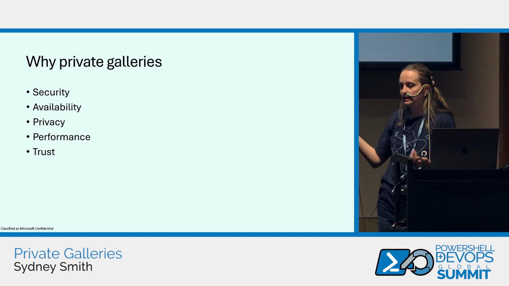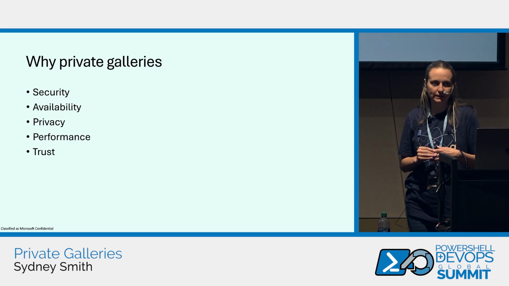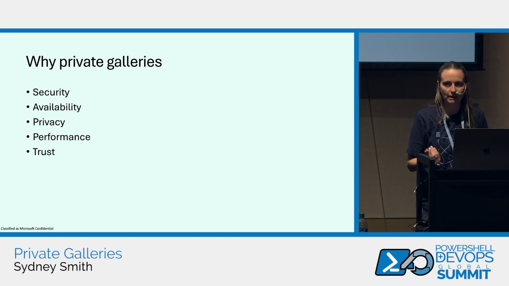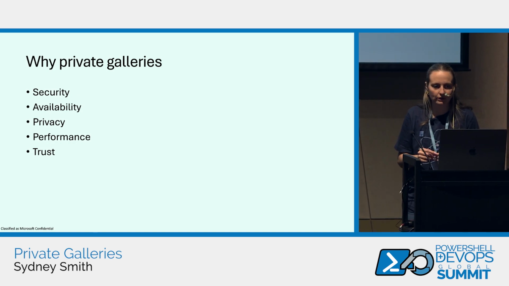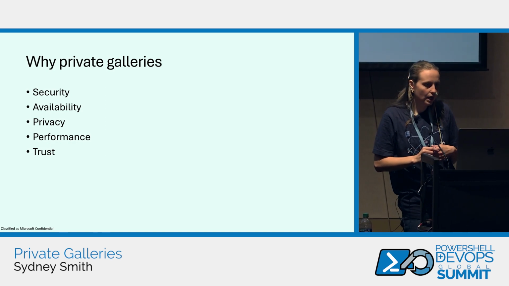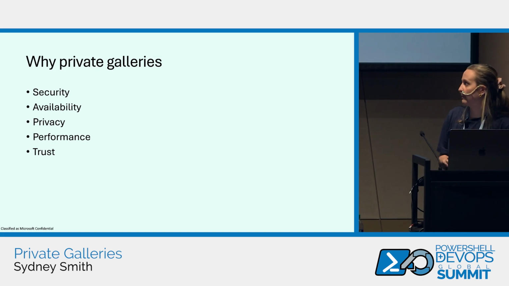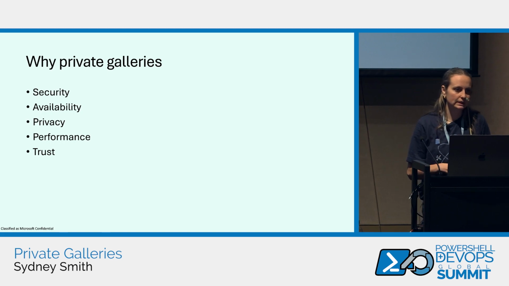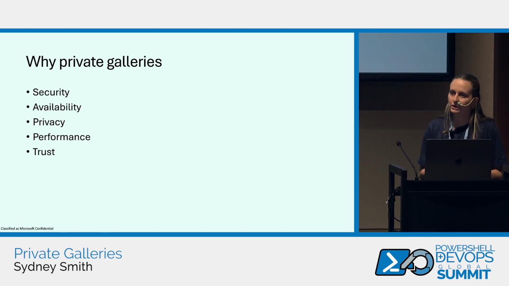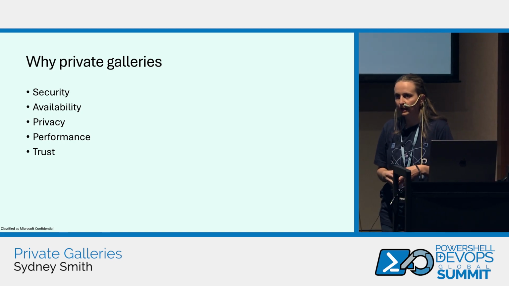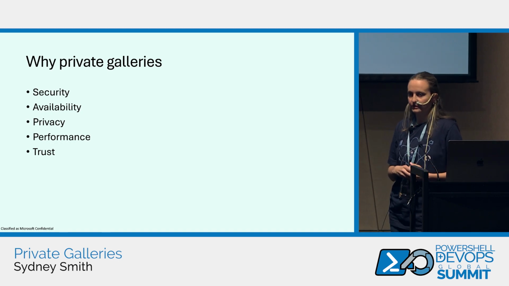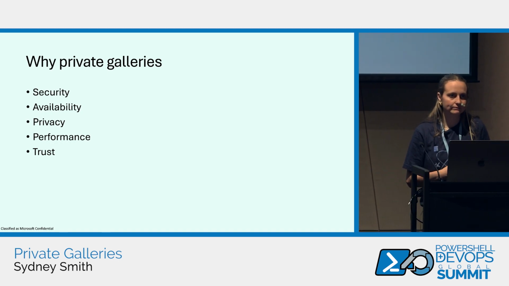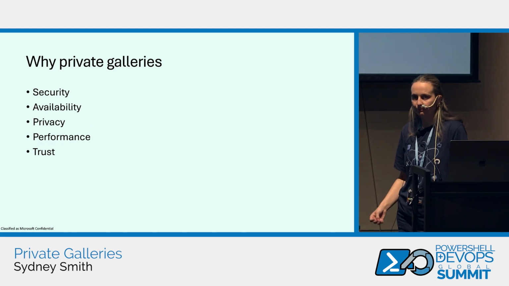Third one, privacy. This one I think is pretty straightforward, but not all modules belong in public. I think we all understand that one. Performance. Running a find module against your 100 modules in your private gallery is going to be a lot faster than running a find operation against the hundreds of thousands of modules in the PowerShell Gallery. Things like that matter too.